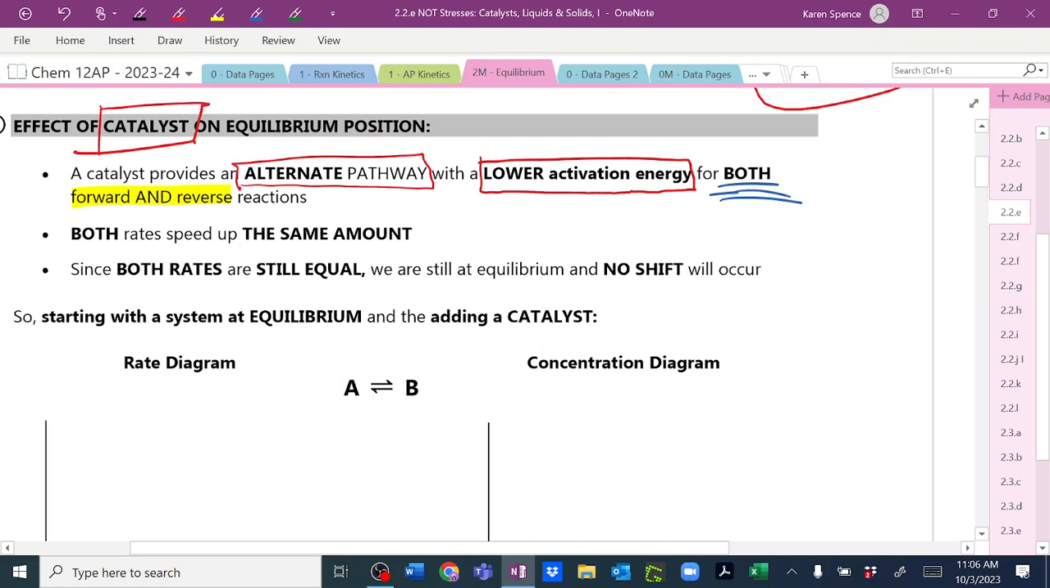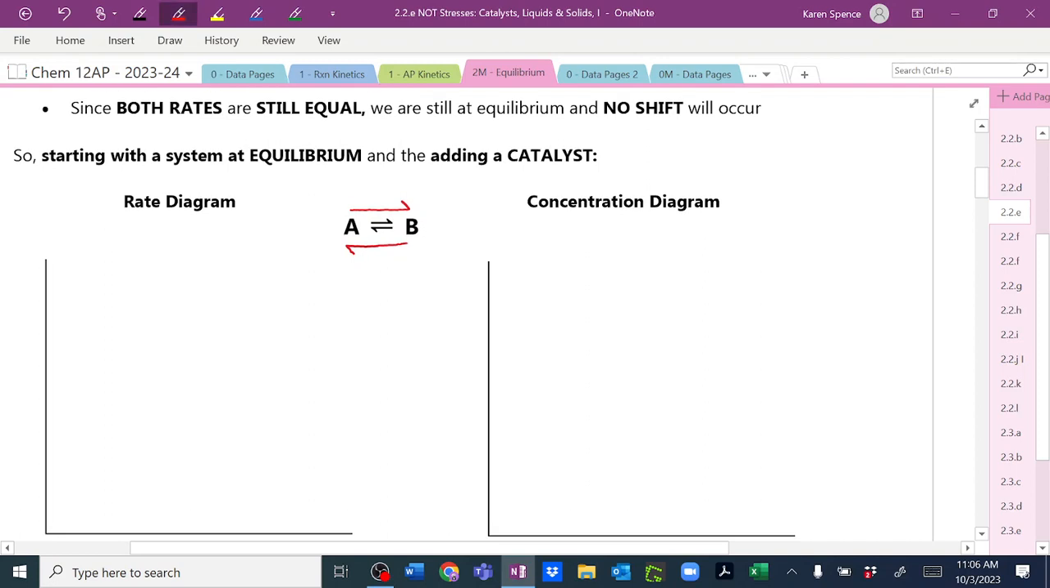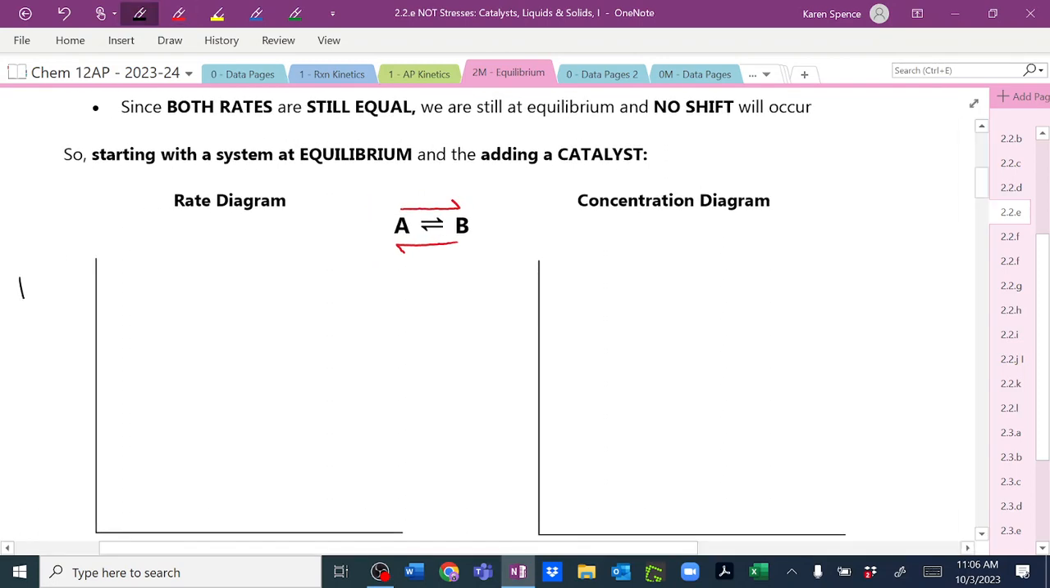So starting with an equilibrium and adding a catalyst, we can draw our new equilibrium arrows. The forward rate increases. What happens to the reverse rate? It increases by the same amount. So for our rate diagram, do you think you guys could draw it? Go for it.